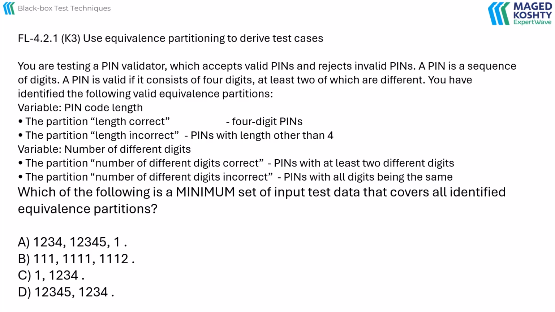Variable, number of different digits. The partition number of different digits correct: pins with at least 2 different digits. The partition number of different digits incorrect: pins with all digits being the same. Which of the following is a minimum set of input test data that covers all identified equivalence partitions?